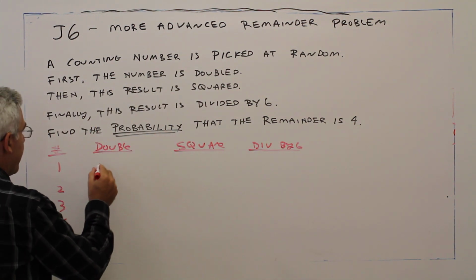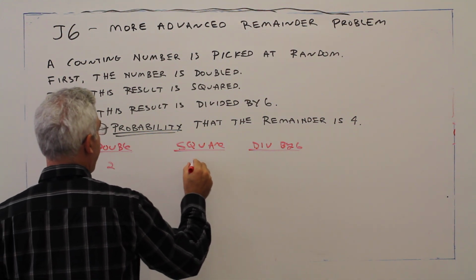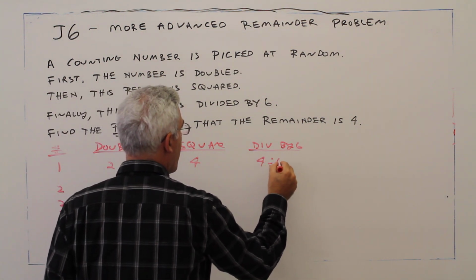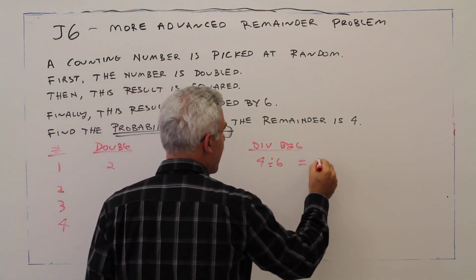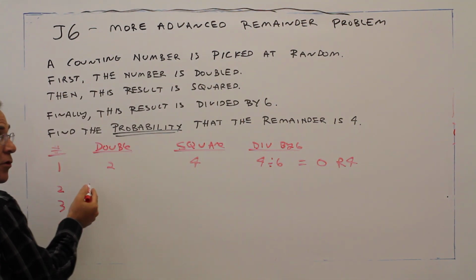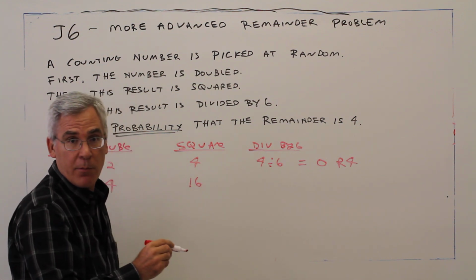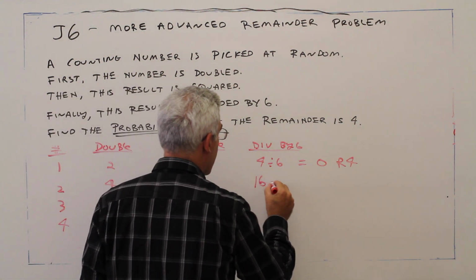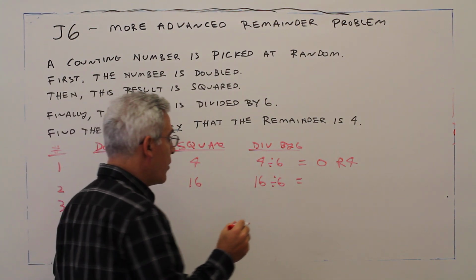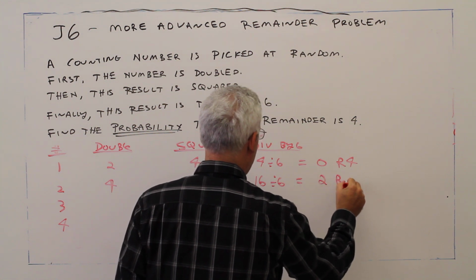So for 1, double it, we get 2, square it, we're gonna get 4, divide by 6, 4 divided by 6 is 0, remainder 4. 2, we'll double it, we'll get 4, square it, we'll get 16, 16 divided by 6, that's gonna be 2, remainder 4.